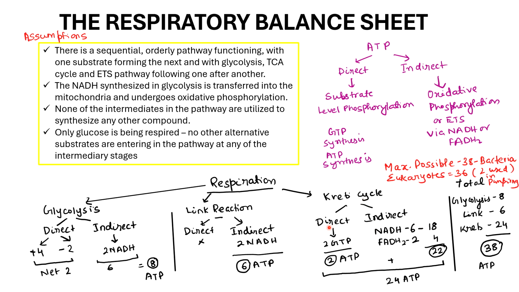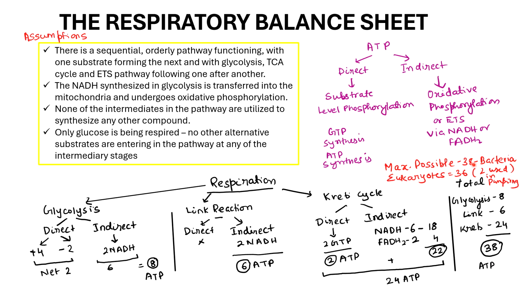So you have direct ATP and indirect ATP. So we got 2 direct ATPs, or in the form of GTP, and for indirect we had 6 NADH, 2 FADH2, so total 22. So if you calculate 22 plus 2, it makes 24 ATP. So if you combine all, in glycolysis we have 8 ATPs, link reaction 6 ATPs, and Krebs we have 24 ATP. So total we should get 38 ATP.